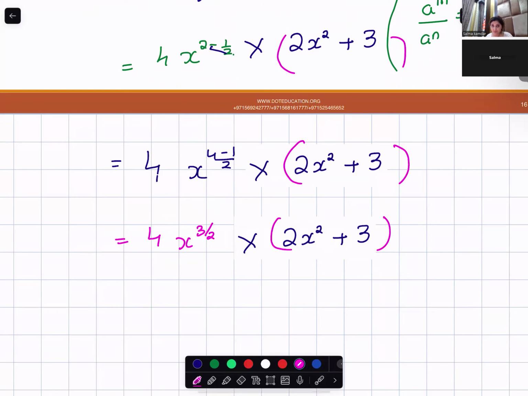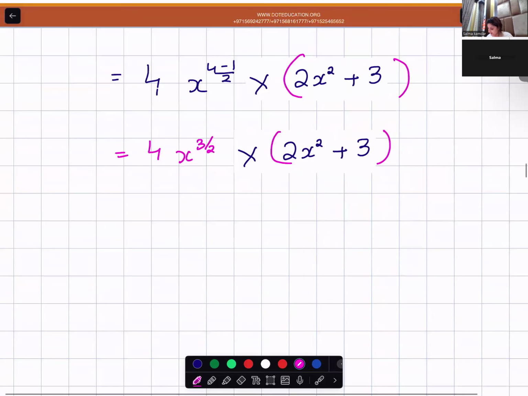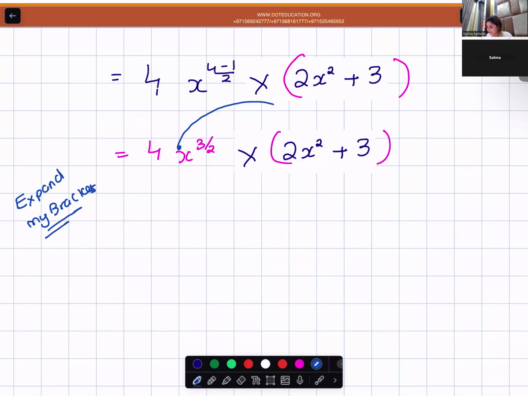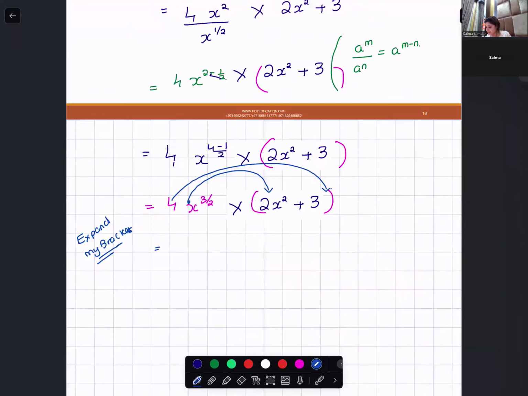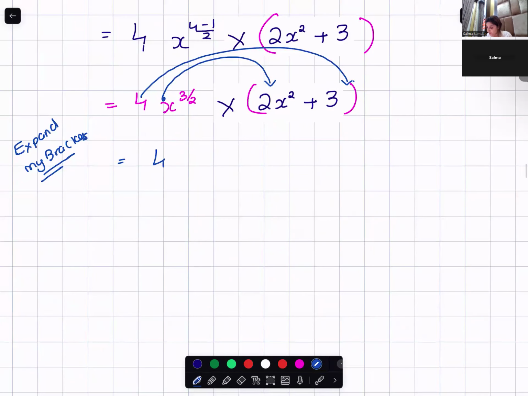Now I can simplify it more further. How would I simplify this more further? What I can do is expand my brackets now. When I say I can expand my brackets, I have to multiply this with this and I have to multiply this with this. So this becomes 4x 3 by 2 into 2x squared plus 4x 3 by 2 into 3. So constants you multiply separately. So 4 into 2 would give you 8x.